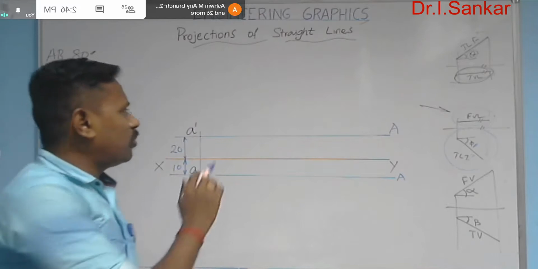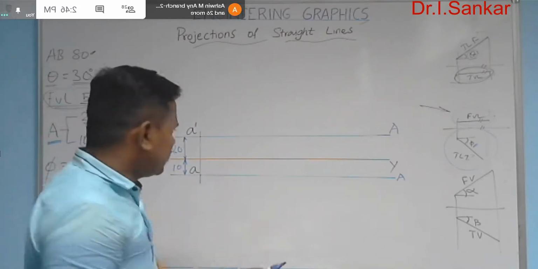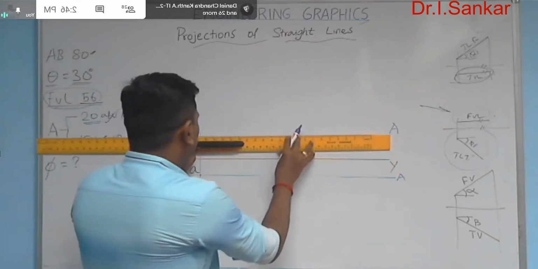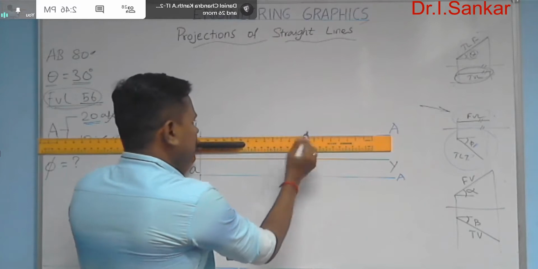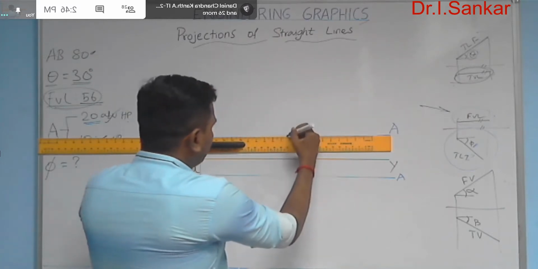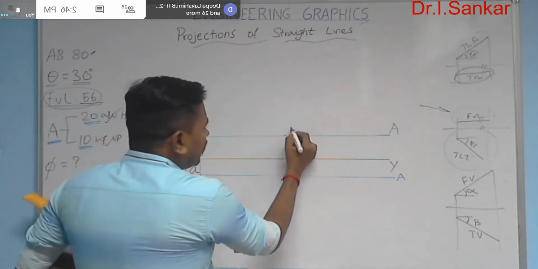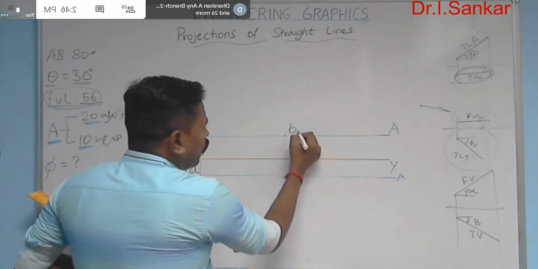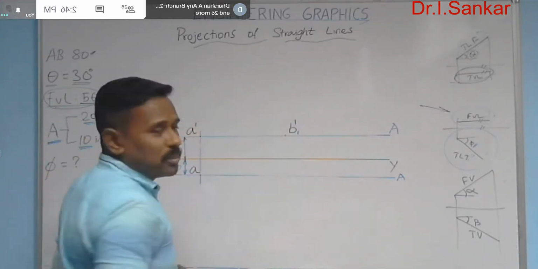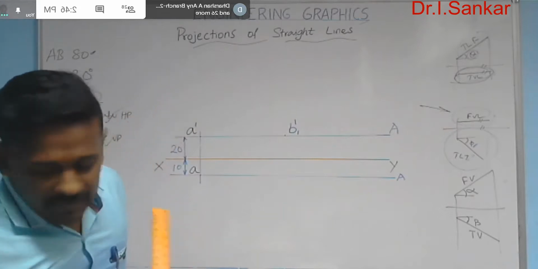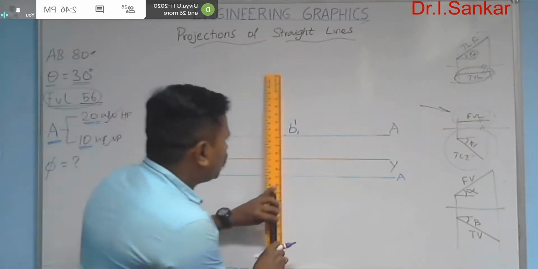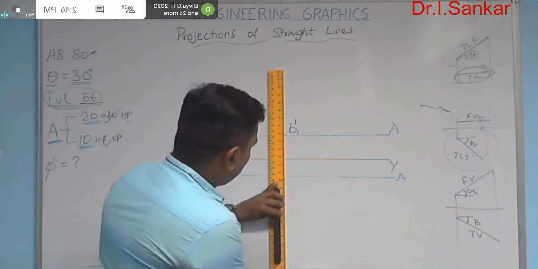You need not mark it with the HB pencil. Just measure and mark B1 dash. That is enough because it's not our final answer. So here I am marking B1 dash. Immediately after that, you need to draw the projector for the B1 dash.